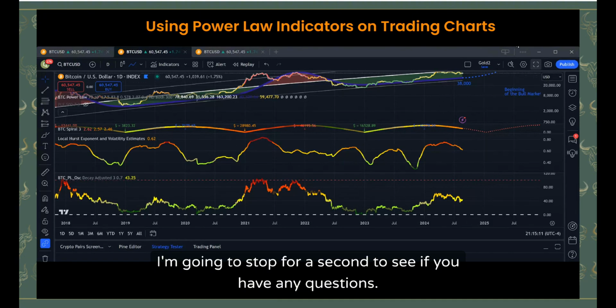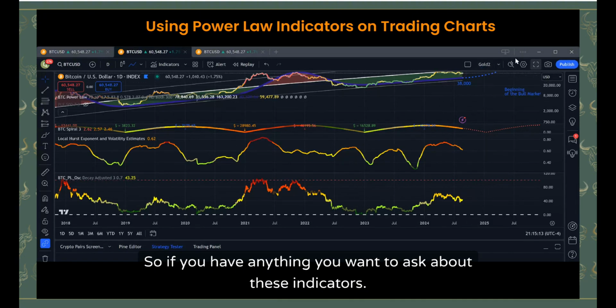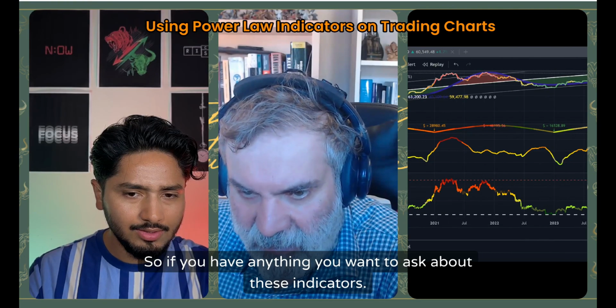I'm going to stop for a second to see if you have any questions, or if you have anything you want to ask about these indicators.